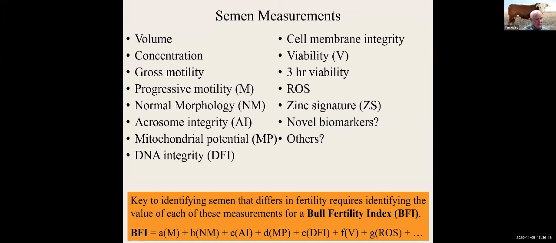They include the volume of the ejaculate, concentration, motility values, whether it be with a CASA or not (CASA would be better), normal morphology, acrosome integrity, mitochondrial potential, DNA integrity, and these other measures as well. I think the key to identifying semen that differs in fertility requires identifying the value of each of these measurements to produce a bull fertility index.